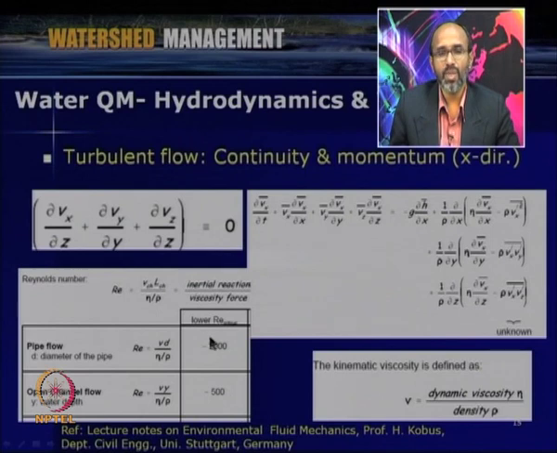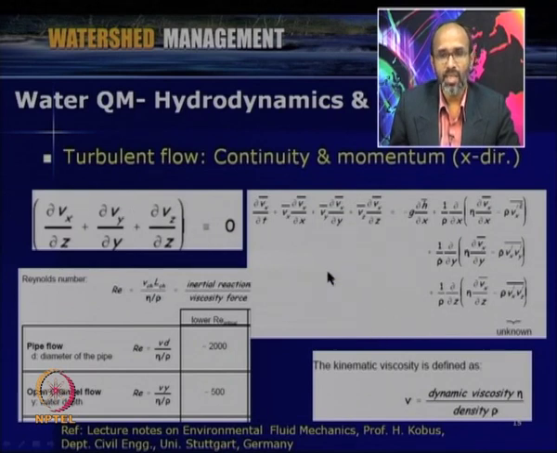Up to 2000 generally we model as laminar flow conditions, and definitely above 4000 it is turbulent, but above 2000 the transformation is from laminar to turbulence. As far as open channel flow is concerned, up to 500 we consider as laminar, and above that we consider as turbulent flow conditions, and then we have to use the specific type of equations for laminar flow conditions or turbulent flow conditions.